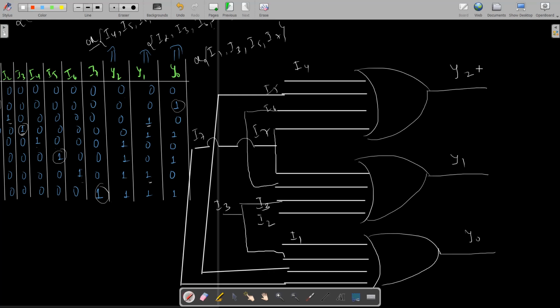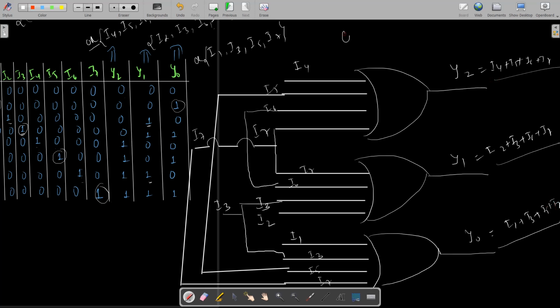So as you can see, Y2 is nothing but I4 plus I5 plus I6 plus I7. Y1 is I2 plus I3 plus I6 plus I7. And for Y0, it is I1 plus I3 plus I5 plus I7. So this is the way we represented the outputs, and this is the circuit diagram for the corresponding truth table that we have drawn.